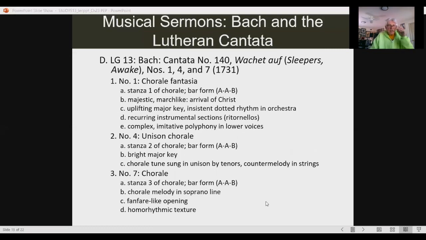So we're going to sample 3 movements from this cantata. The first movement is the chorale Fantasia, which would mean it's kind of an ornamented version that the congregation wouldn't sing. And the 4th movement is called the unison chorale, unison meaning only one music line, and it's sung by the tenors. And the 7th movement is a chorale, which would be something that everybody would sing in the congregation.